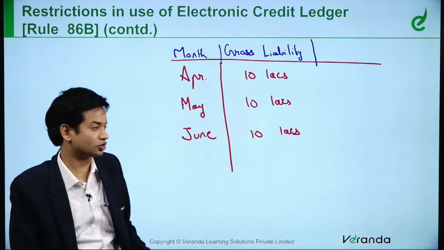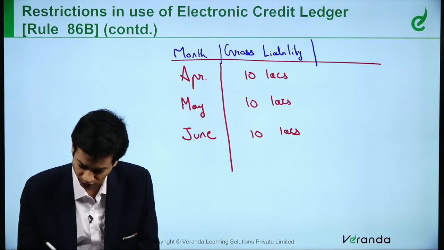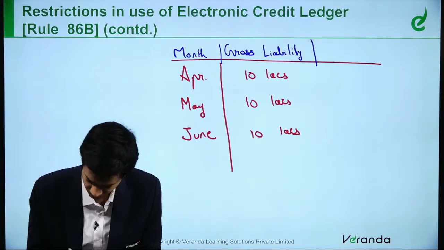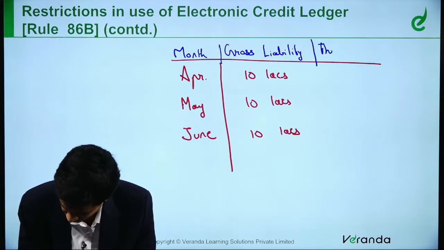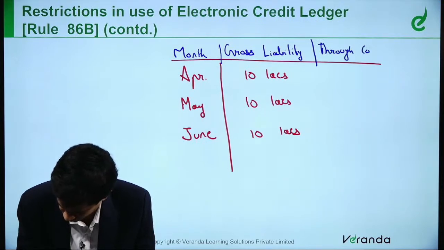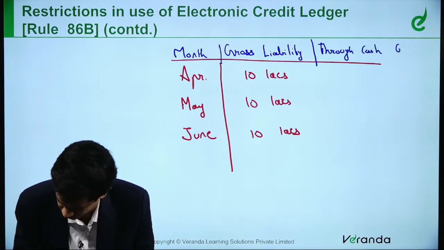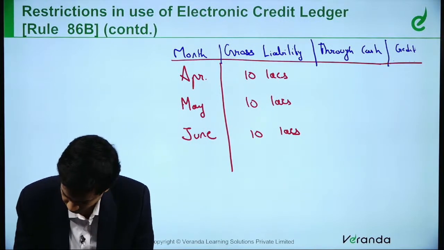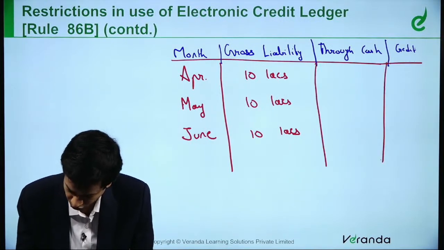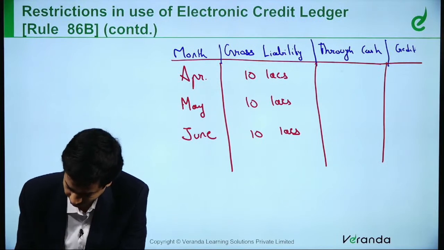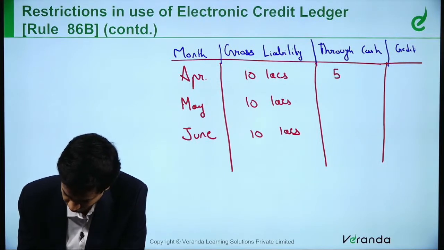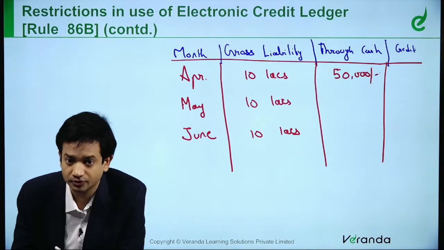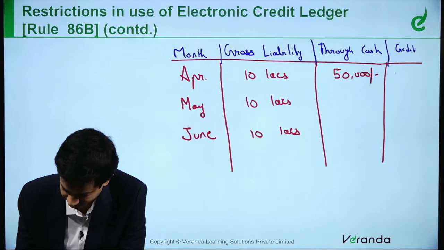Let's say every month I have a gross liability of 10 lakh rupees. Through cash, let's say I paid 50,000, and through credit I paid, let's say, 9.5 lakhs.